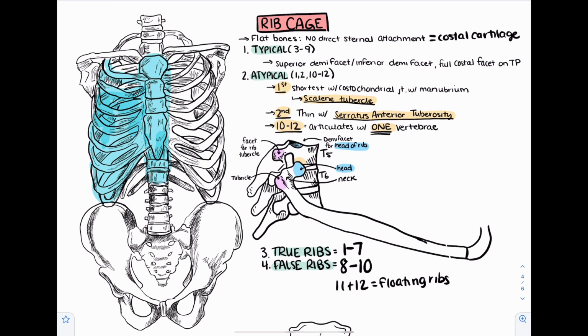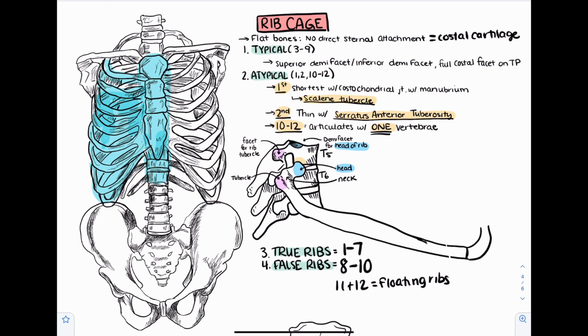The first rib is not the same size as all the other ribs. It is shorter, and it has a junction not with the full sternum, but actually a joint with the manubrium. It also has a little tubercle on it for the scalenes to attach to, known as the scalene tubercle. The second rib is thinner than the other ribs, and it has a tuberosity known as the serratus anterior tuberosity. The serratus anterior tuberosity is found on the second rib. The scalene tubercle is found on the first rib.